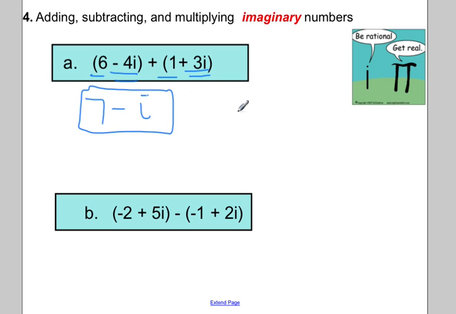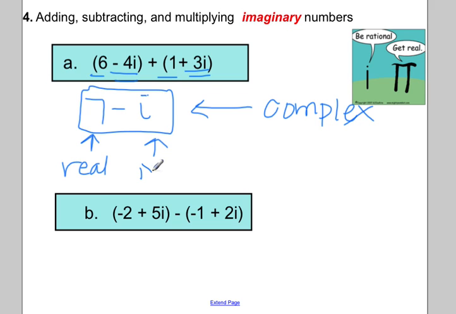Okay. And once again, remember this is our complex number. The reason it is complex is because there's a real part and an imaginary part. If there was only an imaginary part, it'd be an imaginary number. If there was only a real part, it'd be a real number.